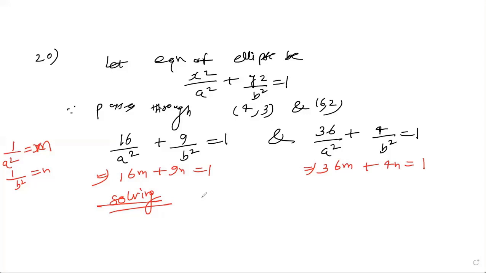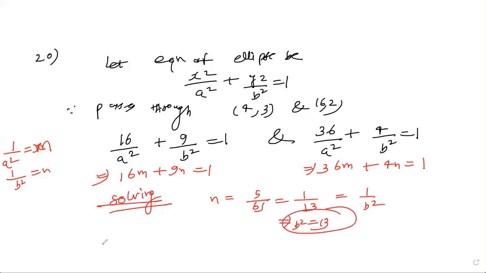After solving, you all will get the value of n as 5 by 65, which will be 1 by 13. And we already know that n is 1 by b square. So that means b square is 13.